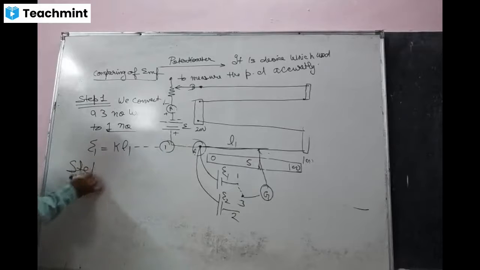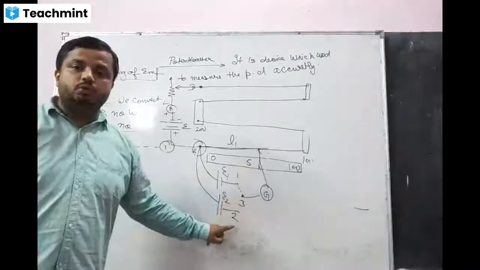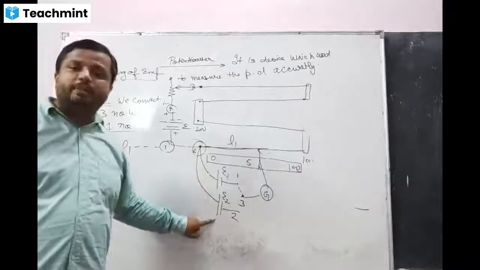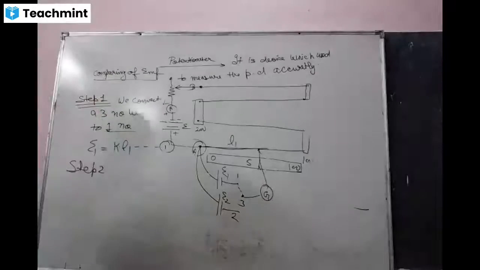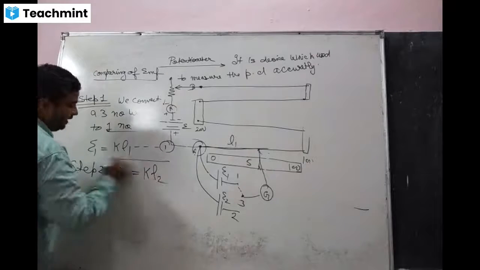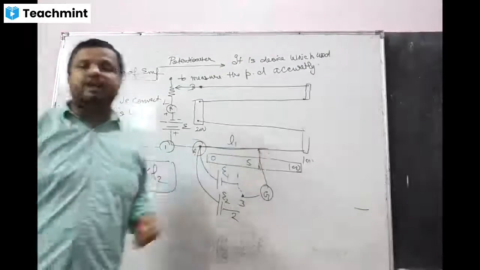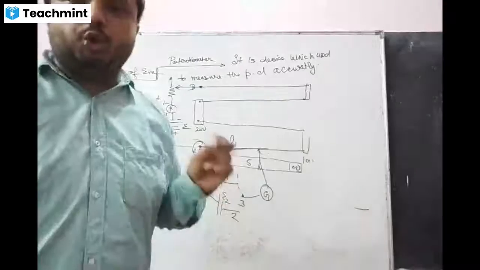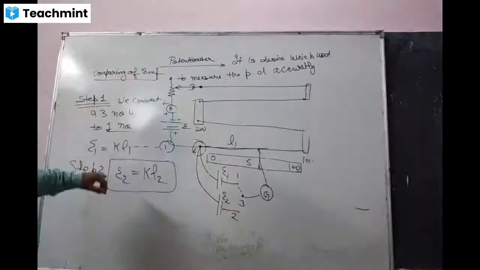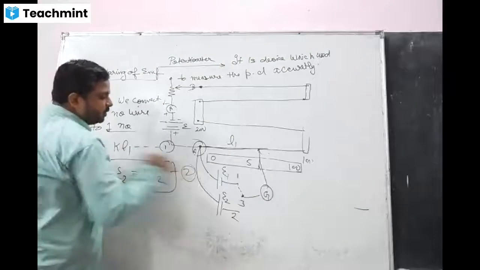Step number 2, we connect 3 to 2. Firstly, we connected the E1 battery. Secondly, we connect the E2 battery. Then in step 2, E2 equals KL2, where L2 is the point where the galvanometer shows zero deflection. So E2 equals KL2. This is the second equation.